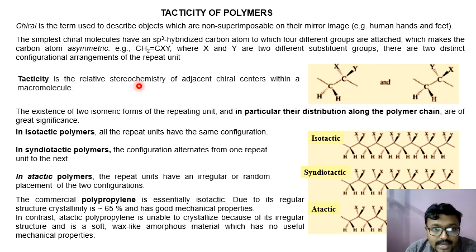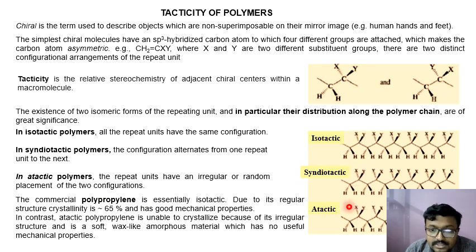So basically, tacticity is the relative stereochemistry of the repeating unit. If the stereochemistry is the same, it is called isotactic, with the same group on the same side. If the stereochemistry is alternating, it is called syndiotactic.